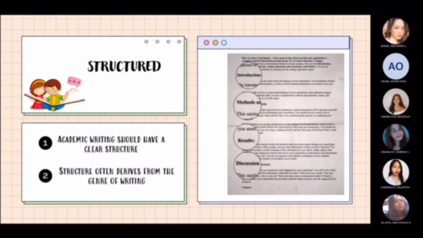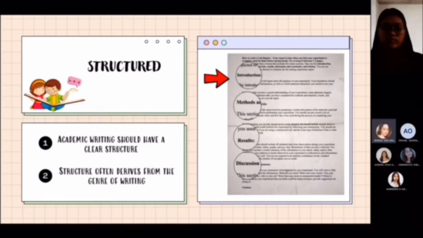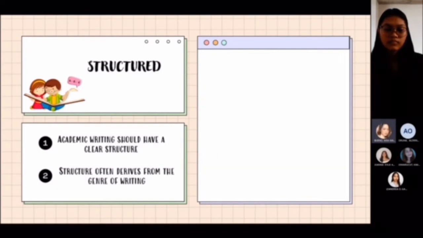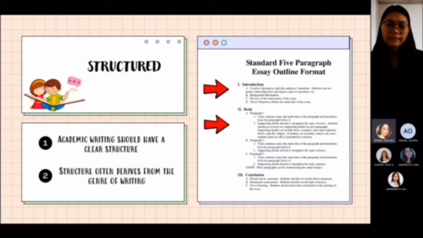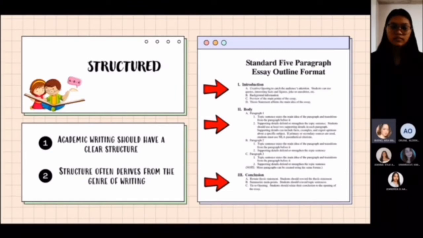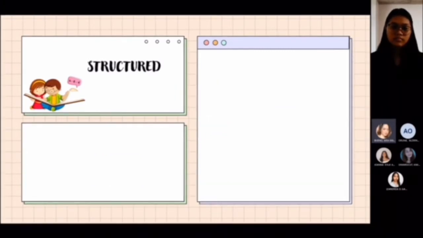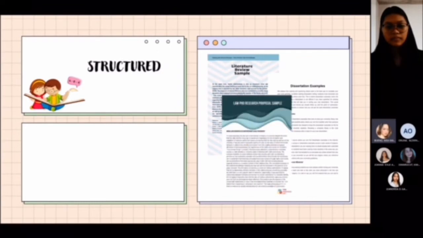For example, reports will usually begin with an introduction, followed by a method section, a result section, and a discussion section. An essay, on the other hand, will have an introduction, including a thesis statement, and will be divided up into body parts, each of which should have a topic sentence, and it will finish with a conclusion. A summary, these are the most common genres of academic writing. But there are also many others. For example, literature review, dissertation, research proposal, and so on. Each of which has a different kind of structure.